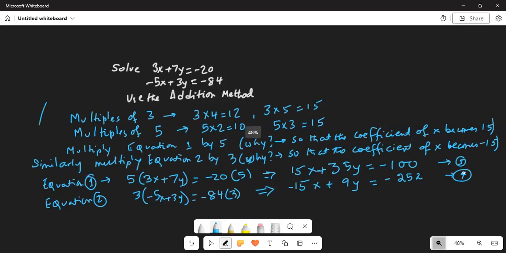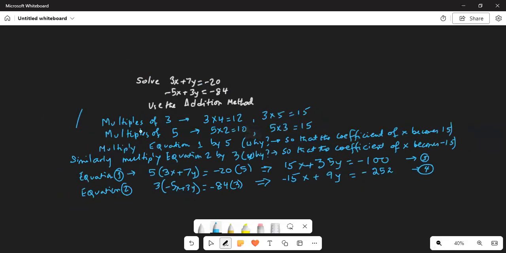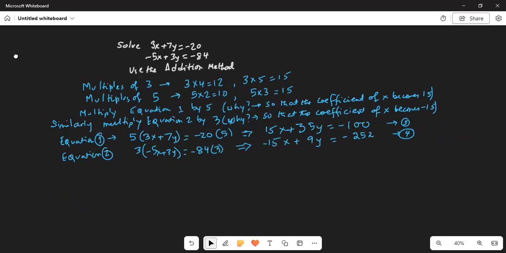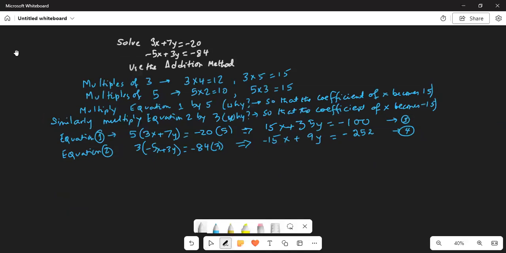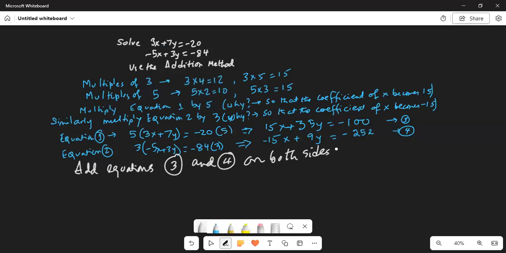Okay, so let me create some space. I'm going to erase this and move this. So now what do we get? Add equations 3 and 4 on both sides of the equal to sign.